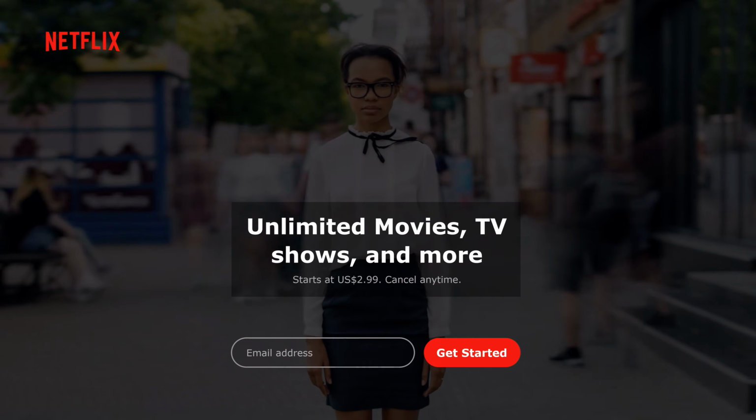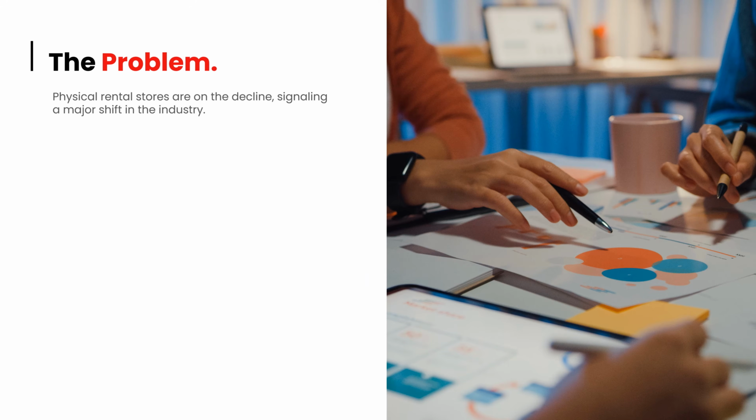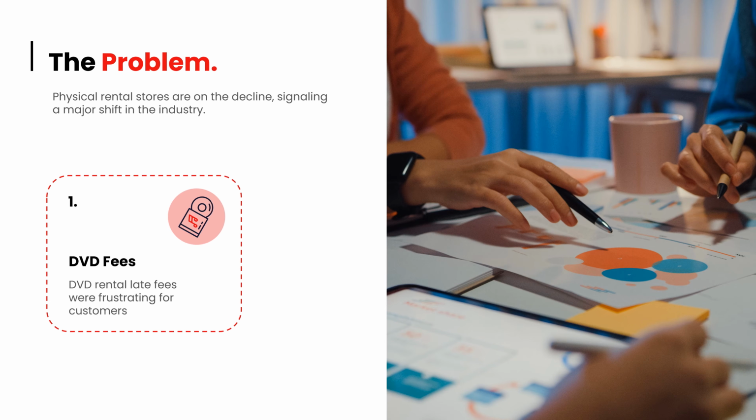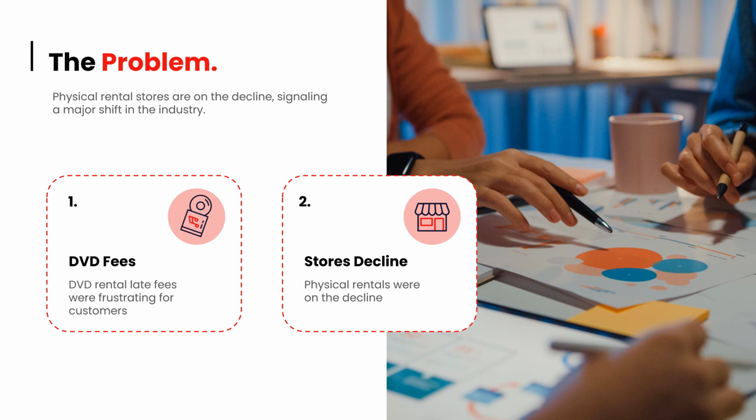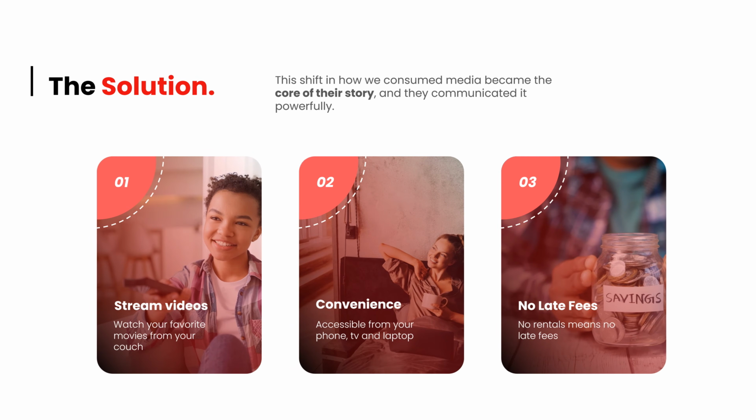In Netflix's original presentation, they didn't just introduce themselves, they introduced a problem. DVD rental late fees were frustrating for customers, and physical rentals were on the decline. Then they presented a solution, streaming video directly to your home, which eliminated late fees and made entertainment more convenient.